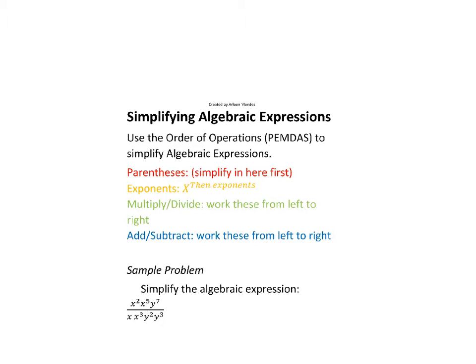We're going to be simplifying algebraic expressions, which is something that's very easy if you just remember to follow PEMDAS. It says use the order of operations PEMDAS to simplify algebraic expressions. PEMDAS is an acronym that stands for parentheses, exponents, multiplication, division, addition, and subtraction. So whenever you have an algebraic expression, you first want to simplify the parentheses.